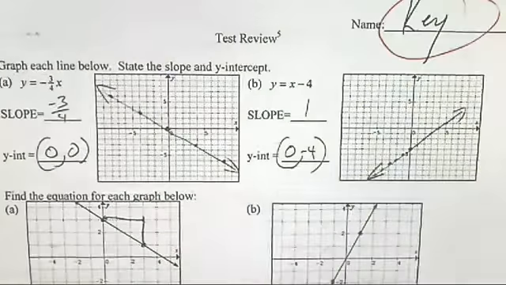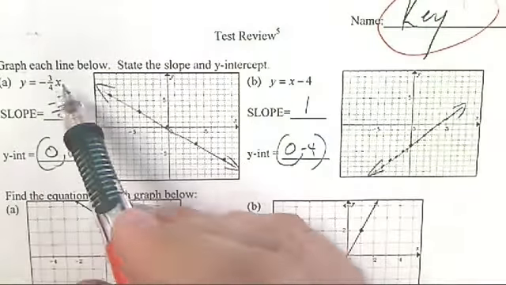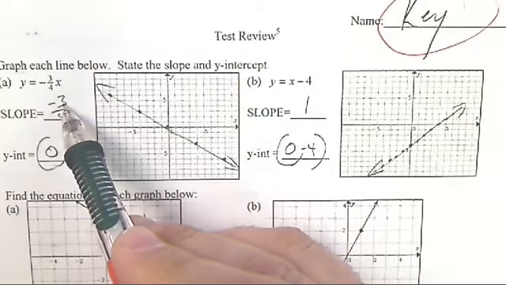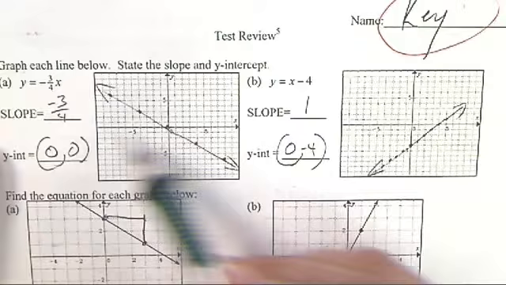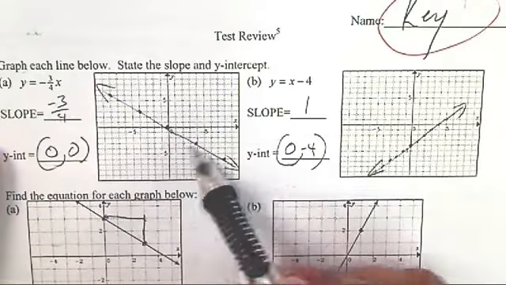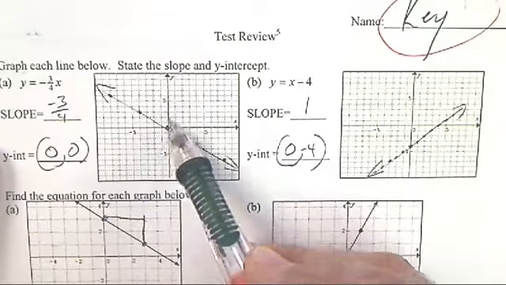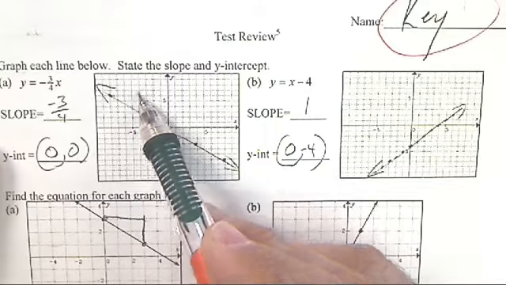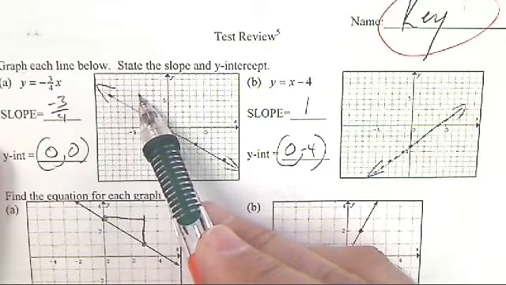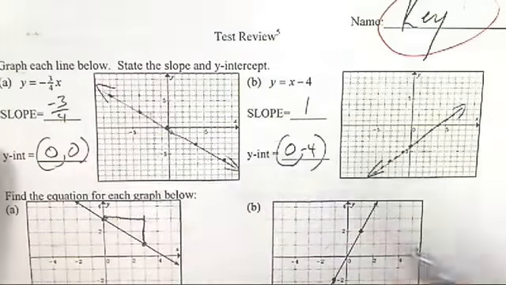Here's our practice. The y-intercept at 0, 0. The slope is -3/4. So I started at 0, 0. I went down 3 and over 4, down 3 over 4. Or I could have gone up 3 and then back 4. Positive, negative. Or I can go positive, negative. Doesn't matter.